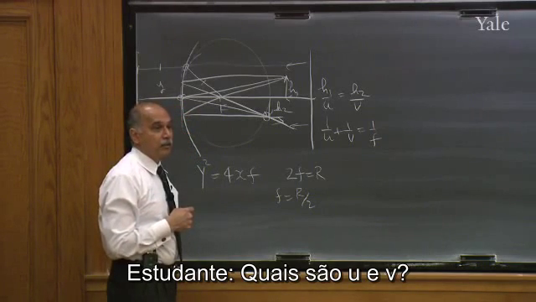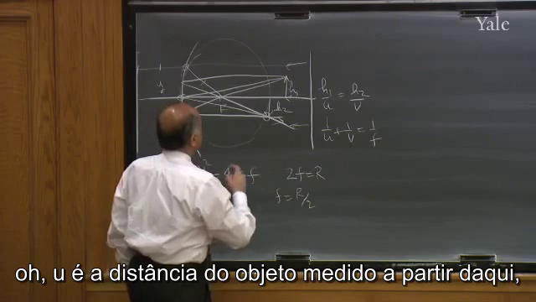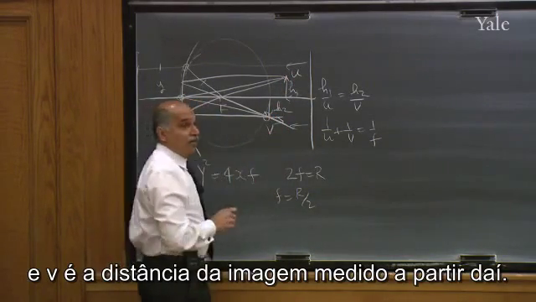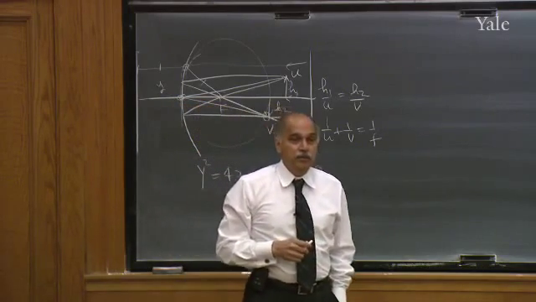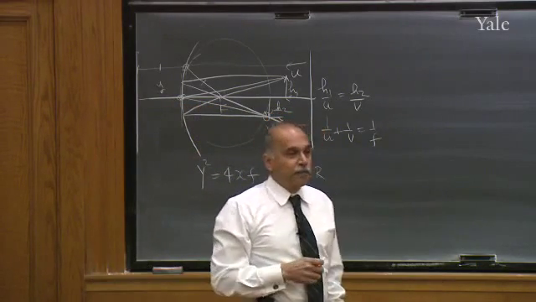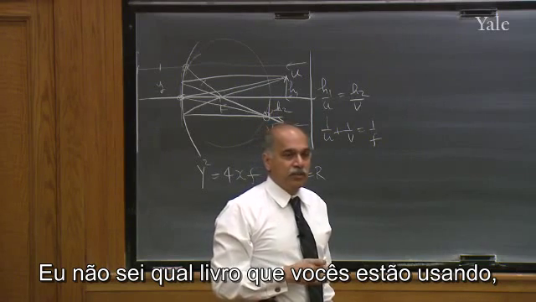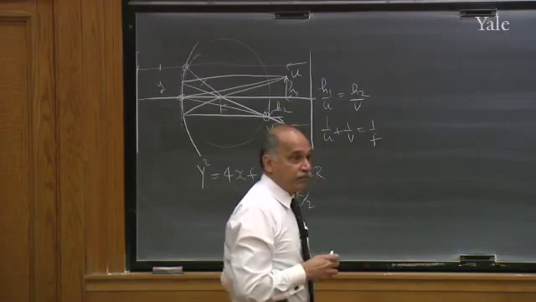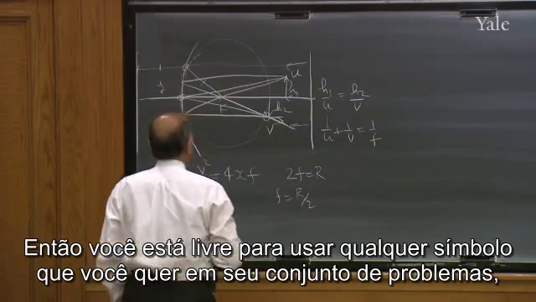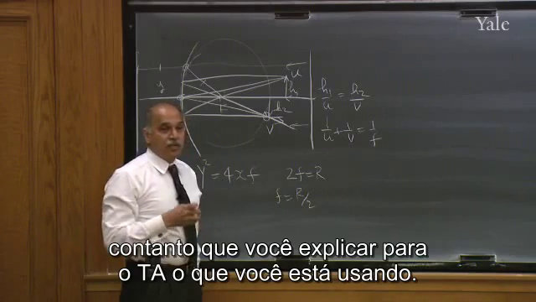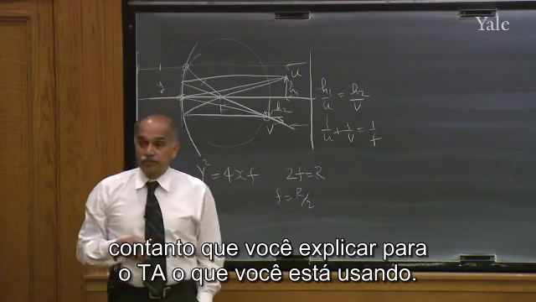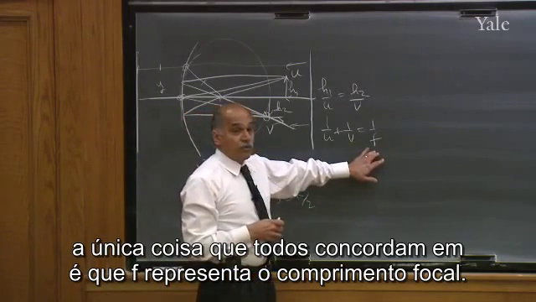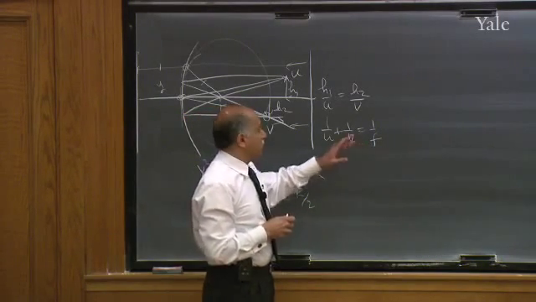Yes? What are u and v again? Oh, u is the distance from the object measured from here, and v is the distance of the image measured from there. I don't know what the book calls them. I don't know which book you guys are using, di and do and i and o. There's a lot of different symbols you can use. So you're free to use any symbol you want in your problem set as long as you explain to the TA what you're using. Unfortunately, the only thing everyone agrees on is that f stands for focal length. Okay, that's universal. These are random.